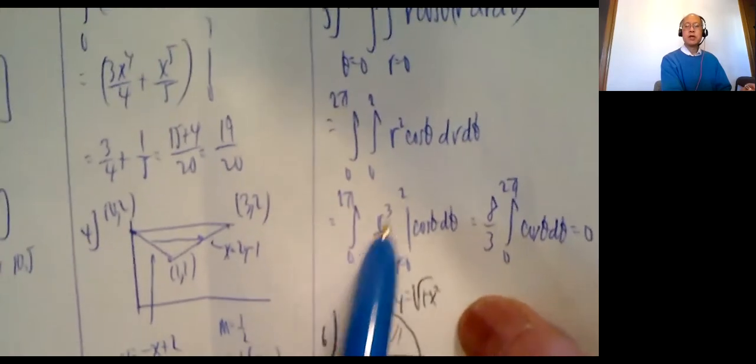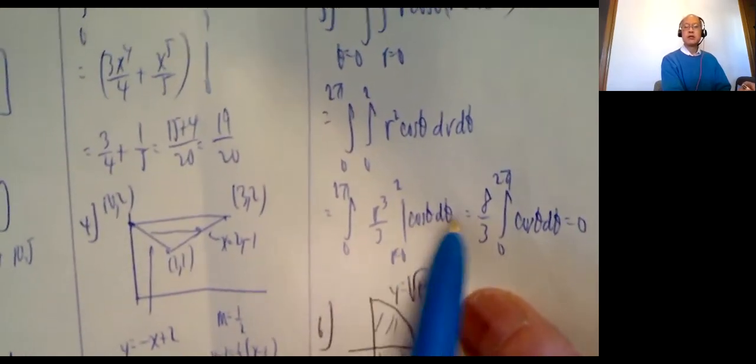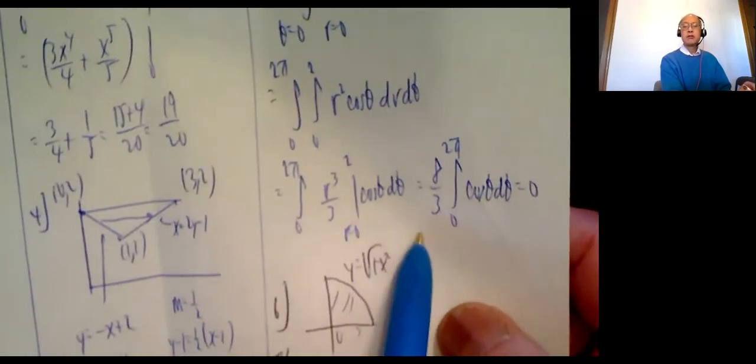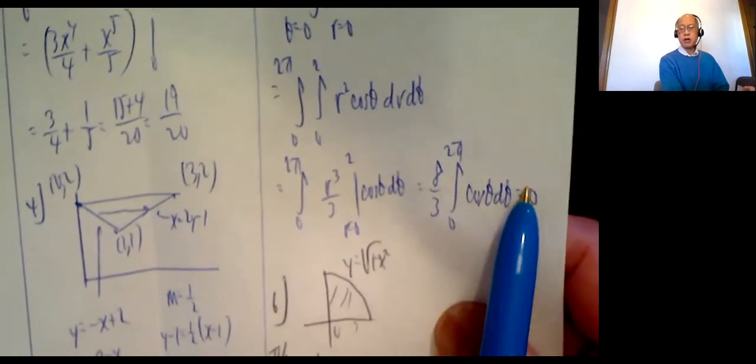r cubed over 3, r equals 0 to 2, cosine theta d theta. Plug in 0, you get 0. Plug in 2, you get 8/3. Integral from 0 to 2 pi of cosine theta d theta is automatically 0.